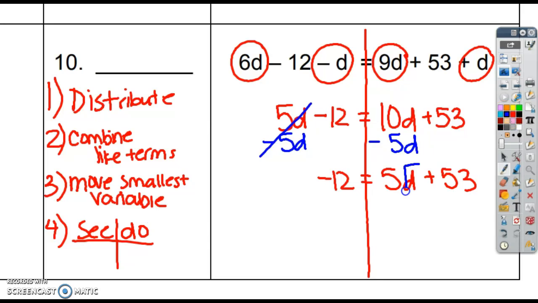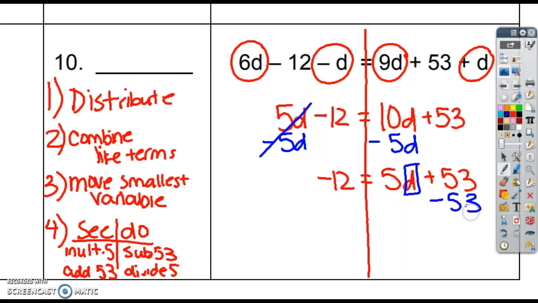So the first thing I see happening to my variable is they multiplied by 5, and then they added 53. So the first thing I'm going to do is I'm going to subtract 53, and then divide by 5. So take away 53 from both sides first.